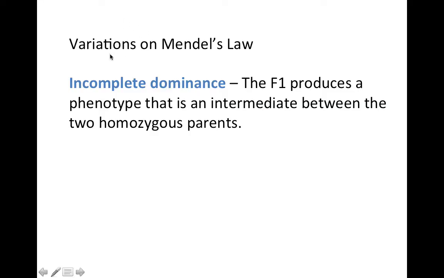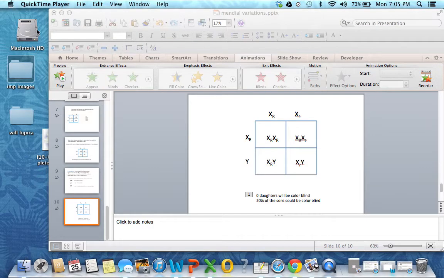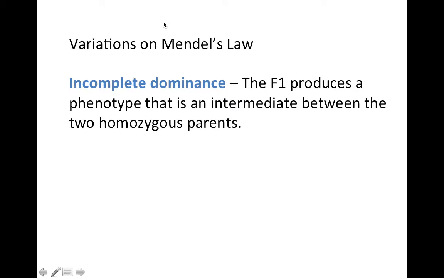Alright, you guys, I am going to show you some variations on Mendel's theme. The first one is called incomplete dominance. This is when you cross two purebred organisms and the phenotype of the F1 appears completely different than either of the parents. It's an intermediate phenotype between two homozygous parents.